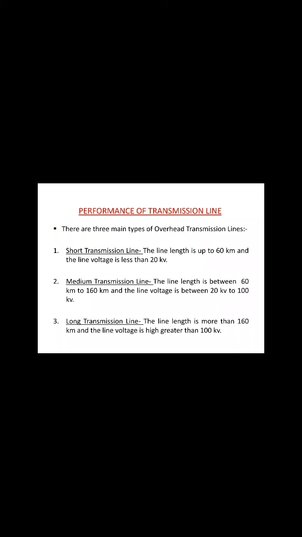There are three main types of overhead transmission line: the short transmission line, medium transmission line, and the long transmission line. When the line length is up to 60 km and the operating voltage is less than 20 kilovolts, it is called the short transmission line.